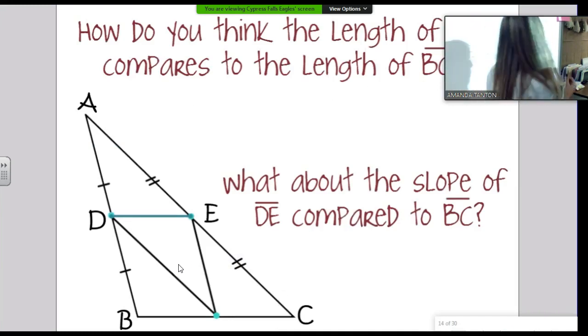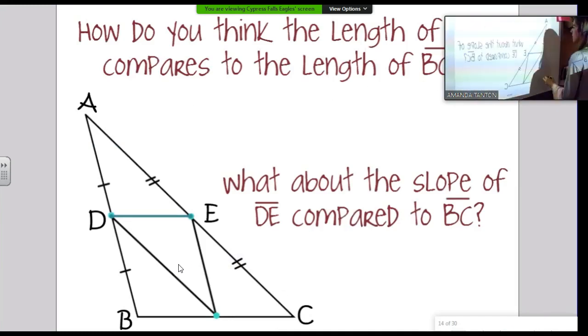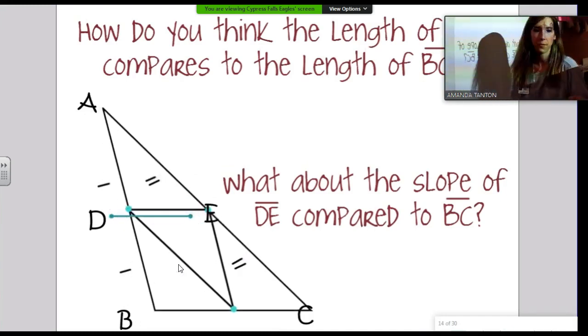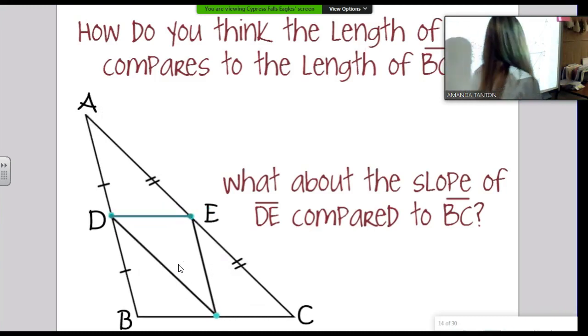So if I drew the correct midpoints of all of these, are these draggable? I can't remember. No, I didn't do that. Okay. I'll just show you.